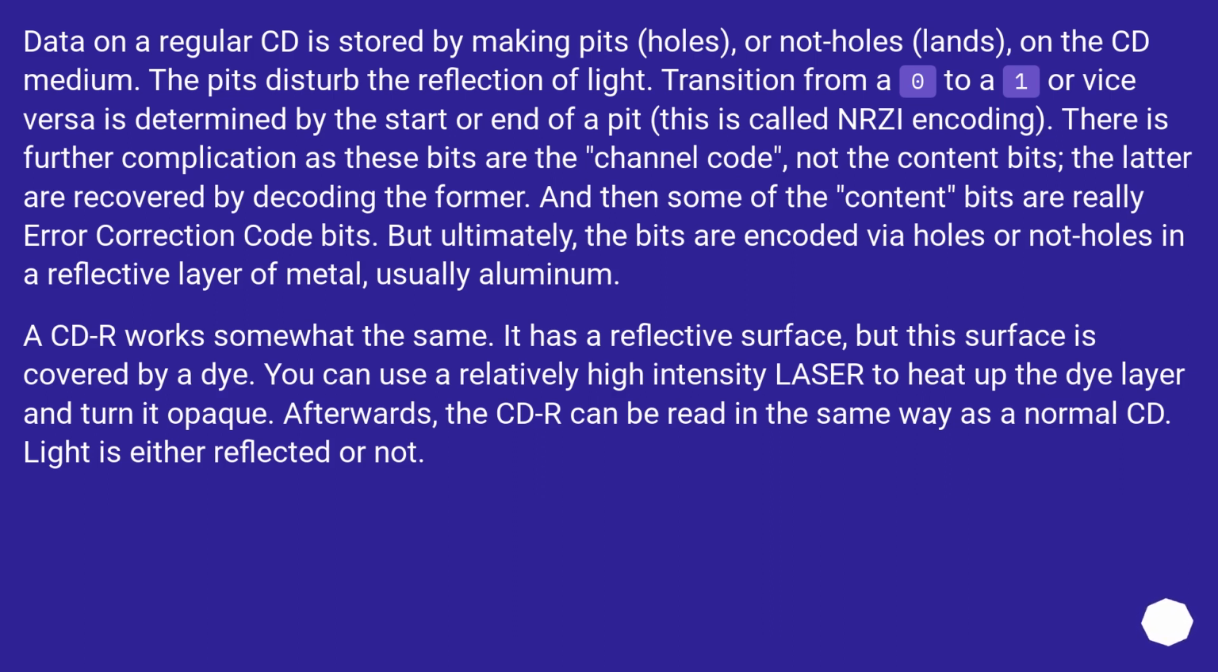A CDR works somewhat the same. It has a reflective surface, but this surface is covered by a dye. You can use a relatively high-intensity laser to heat up the dye layer and turn it opaque. Afterwards, the CDR can be read in the same way as a normal CD. Light is either reflected or not.